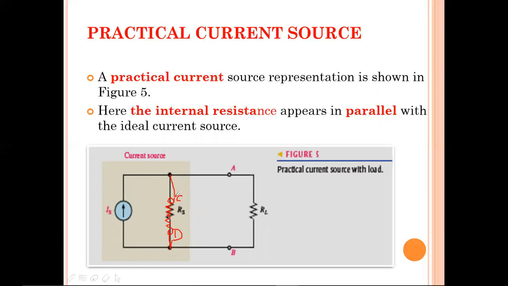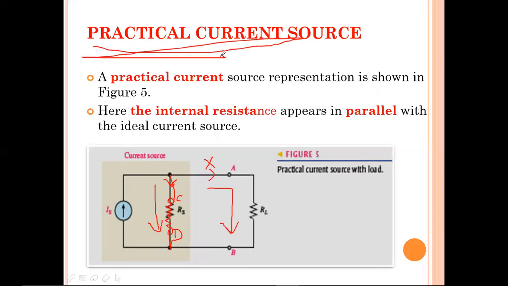So the total current Is will not travel through the A and B terminals, because there is a value of resistance there. Some of the current flows through C and D and some of the current flows through A and B. This is the practical current source. This is the main circuit of the practical current source. The resistance is always present in parallel to the current source.